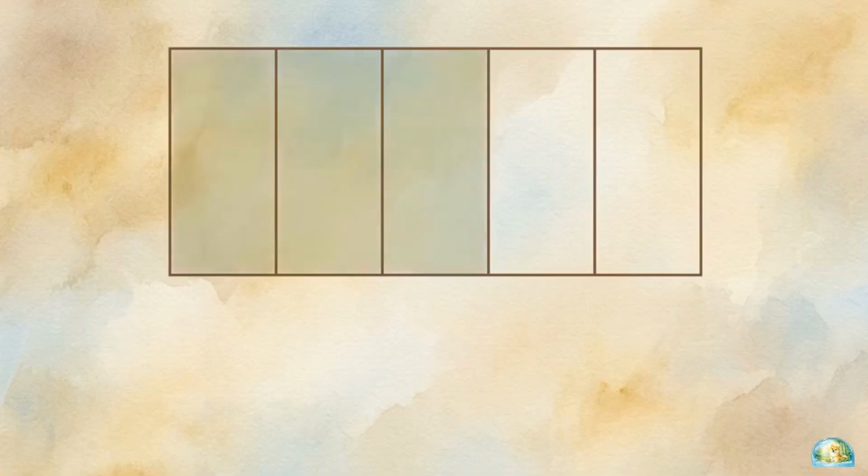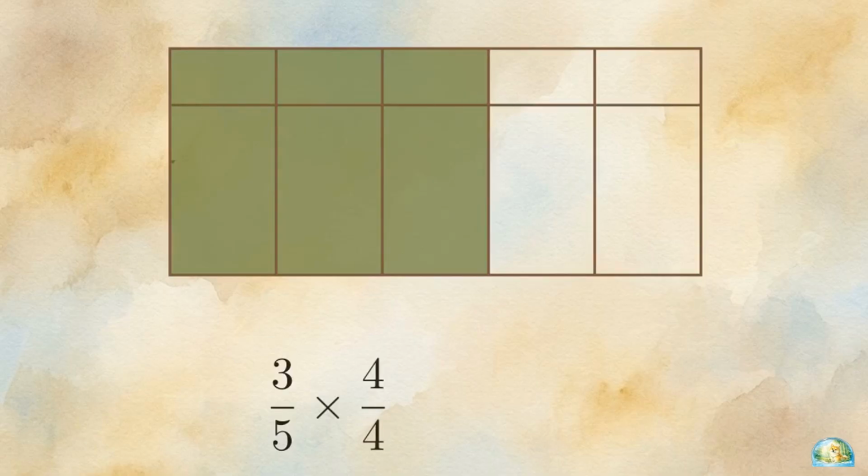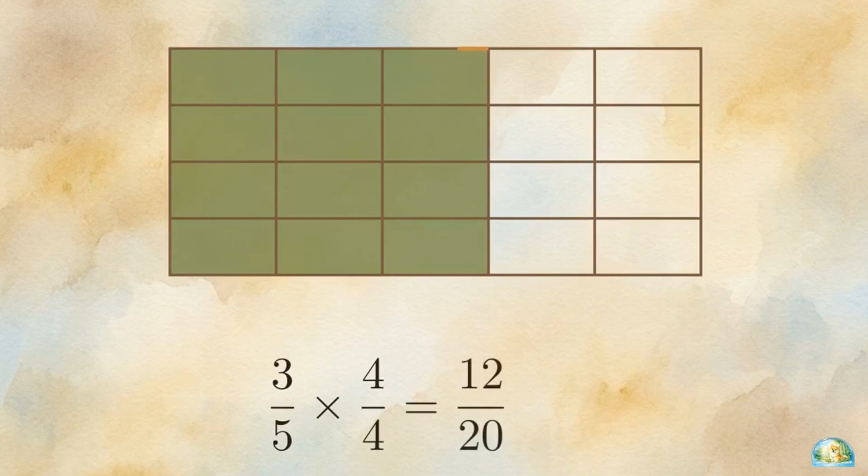This leaf model shows 3/5 of a whole. 3 of the 5 equal parts are clearly marked. If we multiply by 4/4, we subdivide each fifth into 4 smaller pieces. We now have 12/20, but notice that the marked area hasn't changed size.